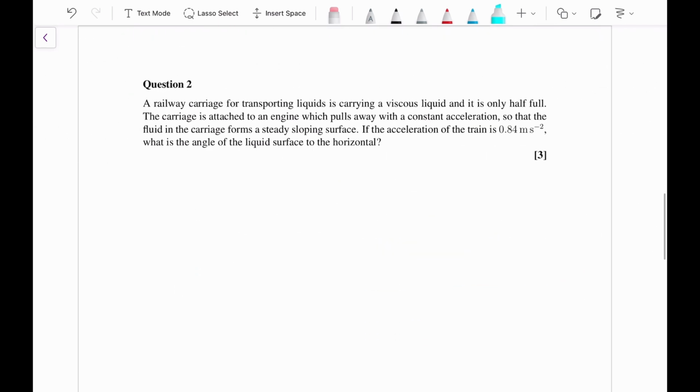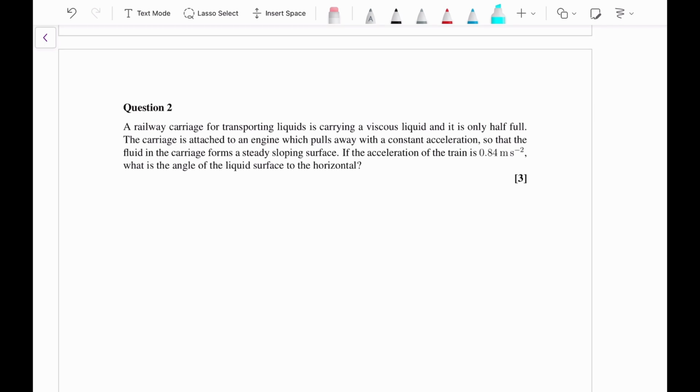Now, for the second question, it says a railway carriage for transporting liquids is carrying a viscous liquid and it is only half full. The carriage is attached to an engine which pulls away with a constant acceleration, so that the fluid in the carriage forms a steady sloping surface. If the acceleration of the train is 0.84 meters per second squared, what is the angle of the liquid surface to the horizontal? Okay.